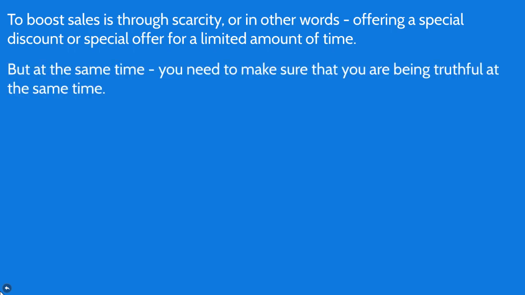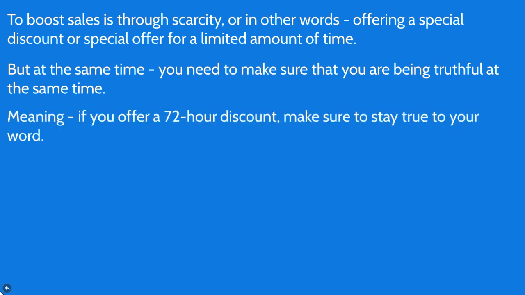But at the same time, you need to be truthful. You need to make sure that when you say, let's say, you're going to do a 72-hour discount, you stay true to your word and end it when the 72 hours ends. Now, you're going to have a few stragglers that come in, and you can maybe extend it at a future or later date.